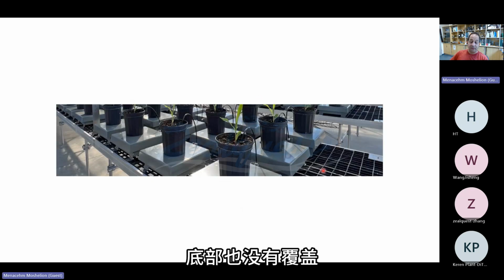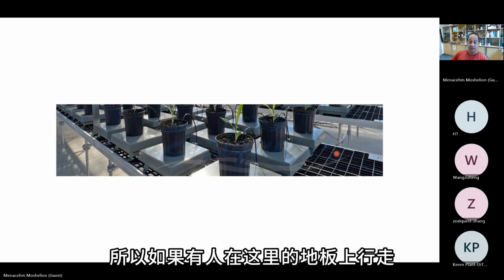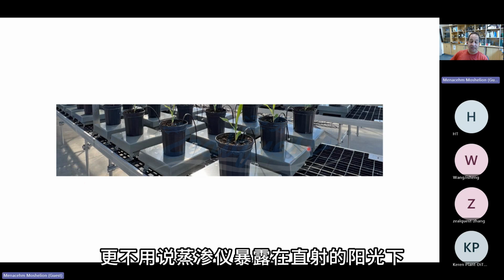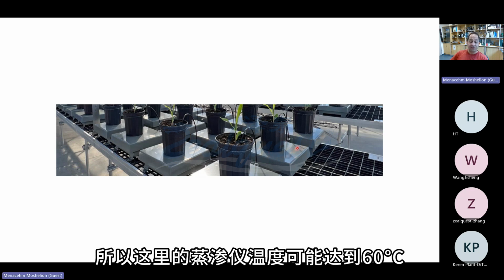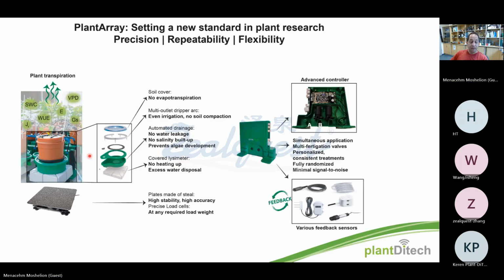This is another example. The plant is just sitting on a table, a lot of vibration. This table is actually a vibration trap. So if somebody walks on the floor here, you will see vibration here. Not to mention that the lysimeter is exposed to direct sunlight. So the temperature of the lysimeter here could get to 60 degrees. And of course, it's fully exposed and drained. So these are very bad examples.